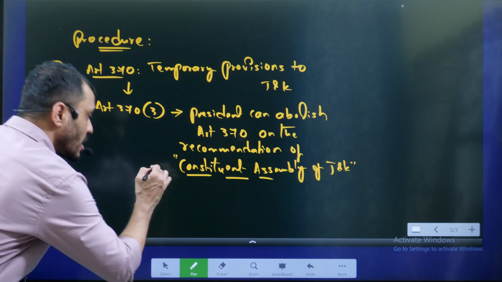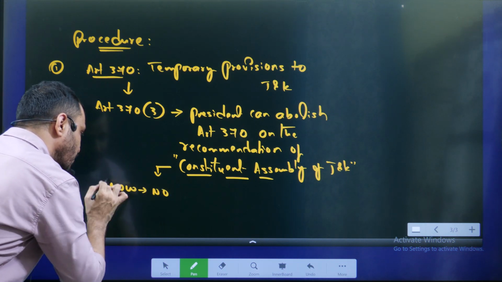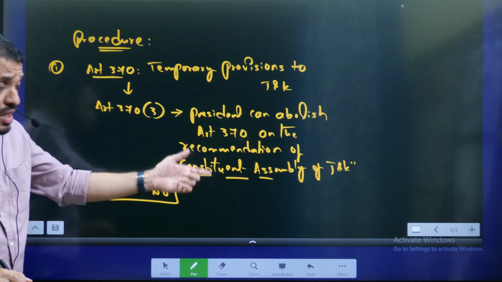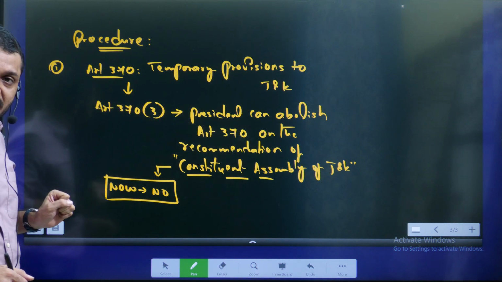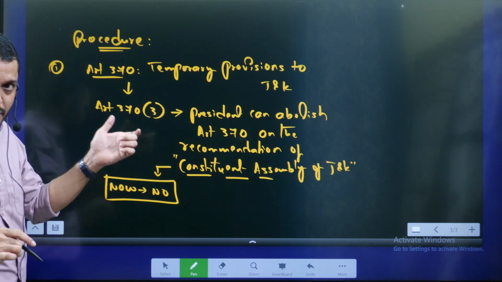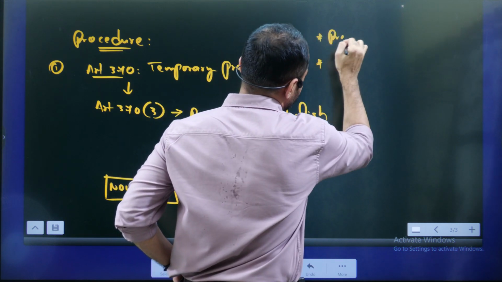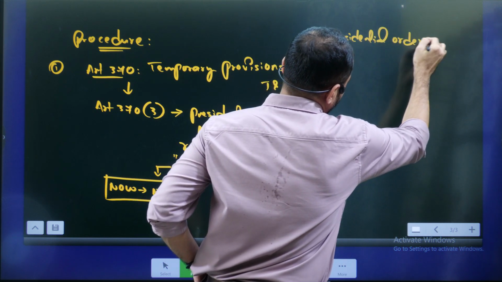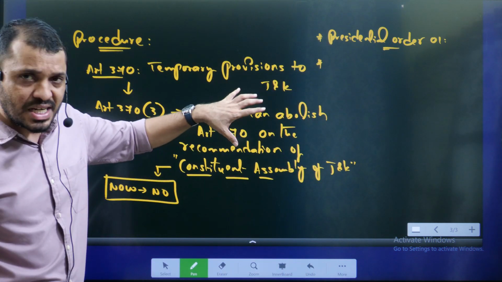But the question is, now there is no constituent assembly in Jammu Kashmir. That means there is no one to recommend. When no one is able to recommend, how do you abolish Article 370? This is the question. Students, to overcome this legal issue, the government issued two presidential orders. We are not going into the technicalities of the order numbers; in the notes I will tell you, just for simple understanding.